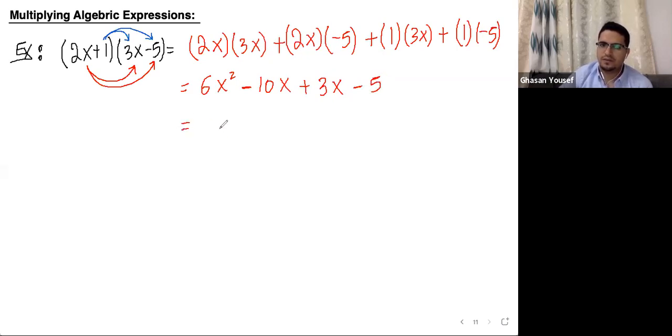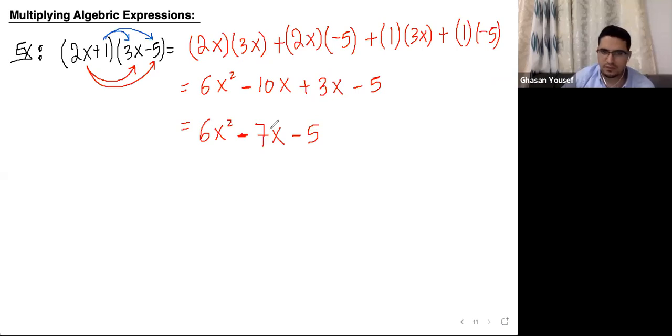Now we can simplify it more. They give me 6x squared minus 10x plus 3x. We can just add the like terms and leave the variables. So minus 10 plus 3, they give me minus 7x minus 5. And this is the final answer.